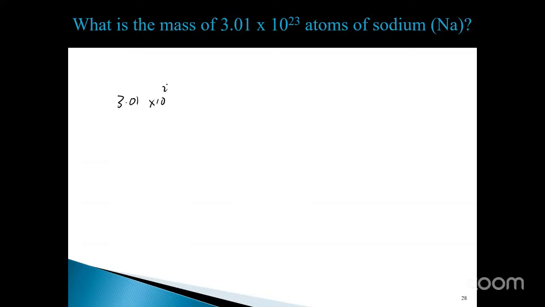So basically, we're going to start with 3.01 times 10 to the 23 sodium atoms. Now, my question to you is, what do you think I need to multiply this by in order to carry out that conversion? There are two steps involved, just like in the previous example, but the previous example is the reverse of what we're doing now. So what will you multiply the 3.01 times 10 to the 23 by? In other words, what would be the numerator up top and what would be the denominator below?